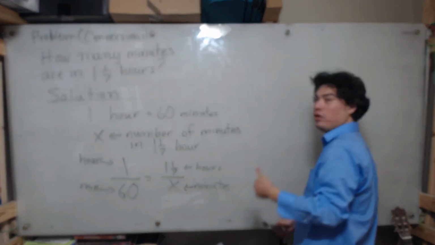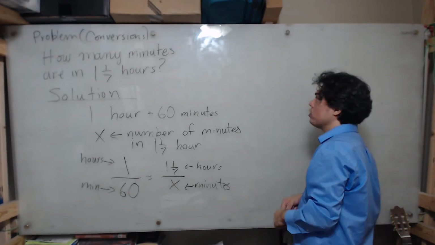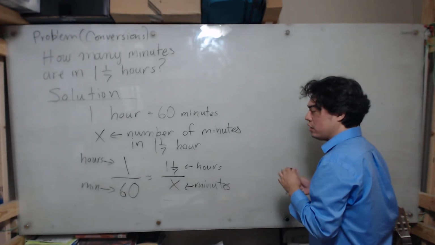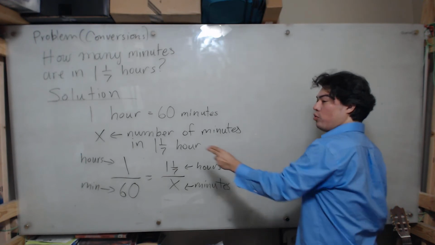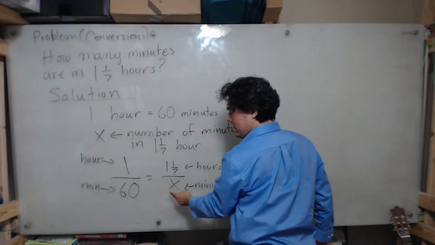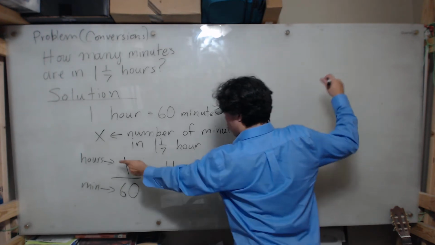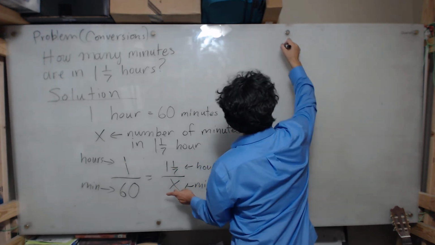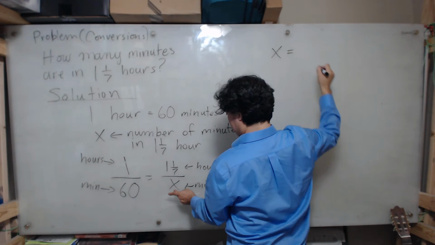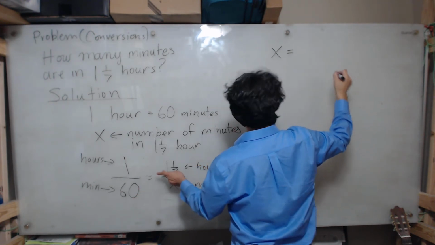Now, again, using our proportion solution technique, we know that we're going to do A times D equals B times C. So 1 times x will just be x equals 60 times that.